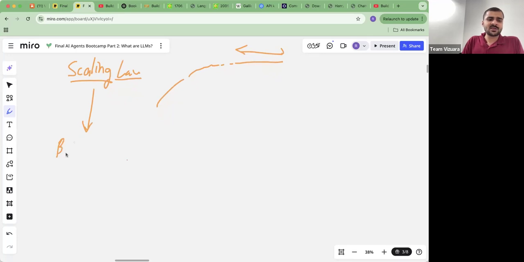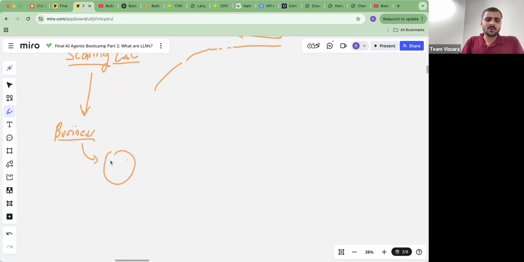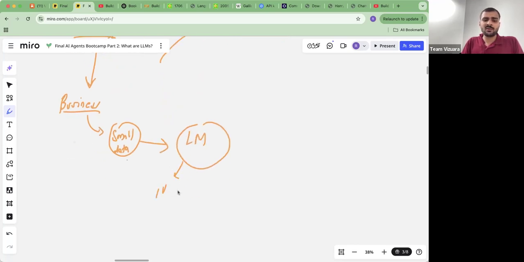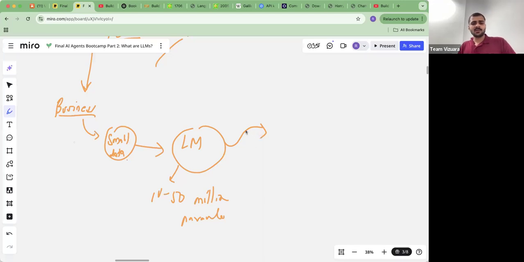Then businesses started figuring out that if I have a specific use case, I don't need all the data in the world to train my language model. I will start with a small amount of data and I will use a language model which has only 10 to 50 million parameters. And then they figured out that even such a small model leads to great results if you have a specific small amount of data. These language models, which are much smaller than their larger counterparts, are called small language models.